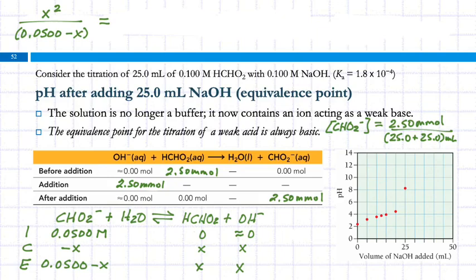The reason it's just not 1 over is that this is not simply the reverse of the ionization of the acid, because there's water involved. So this is the Kb, which is 1 times 10 to the minus 14 divided by 1.8.